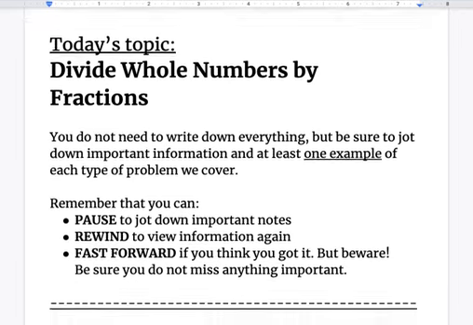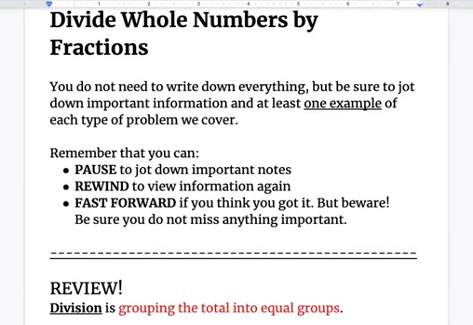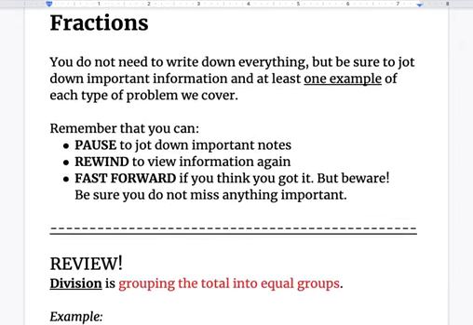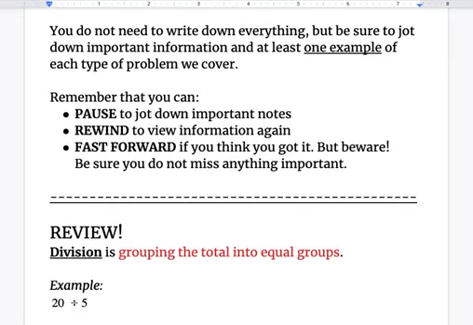So let's begin with a review. Remember that division is grouping the total into equal groups. So we'll start with some whole number division examples. Here's an example, 20 divided by 5. 20 divided by 5 would be the total of 20 divided by 5.